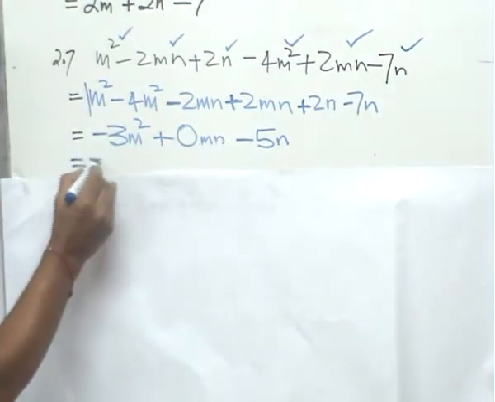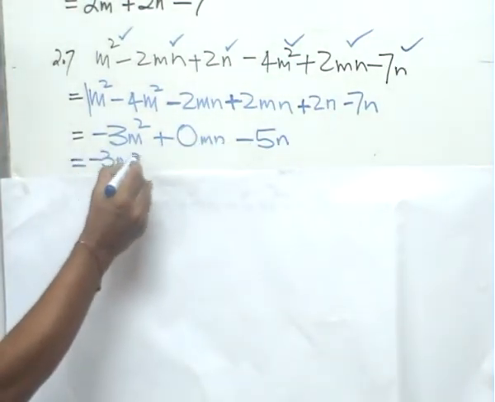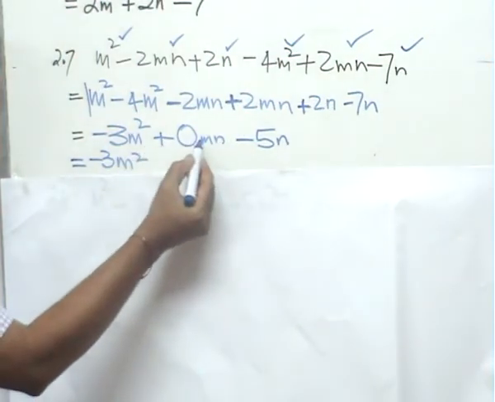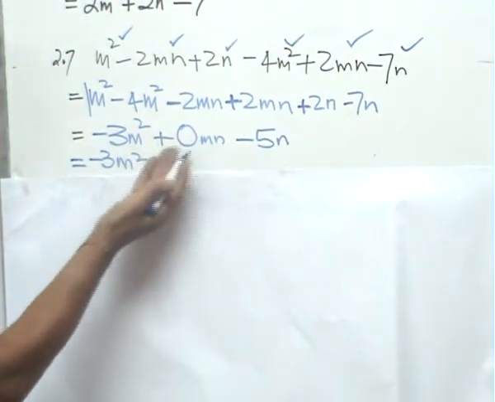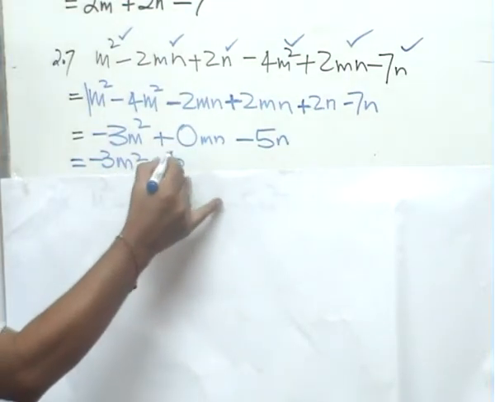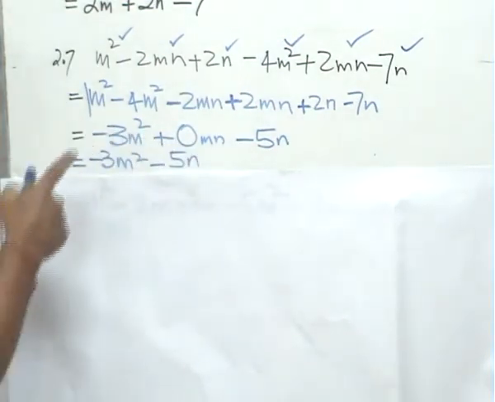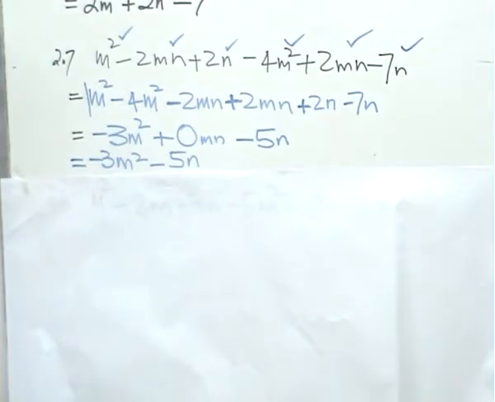Now, this answer can finally be written as minus 3m squared. There's nothing here. 0 times mn is 0. So there's nothing here, so forget about that now. Minus 5n. So that's your final answer.